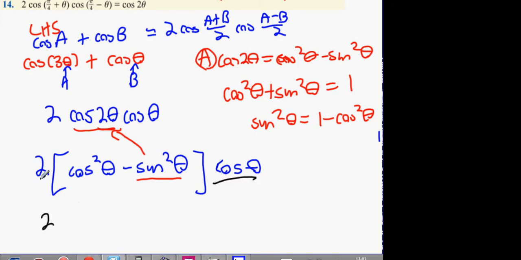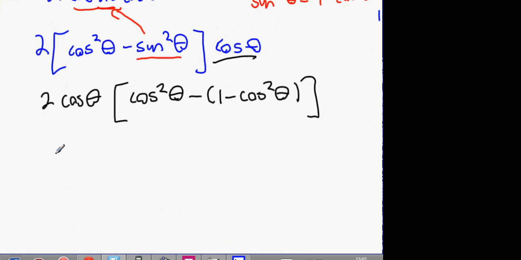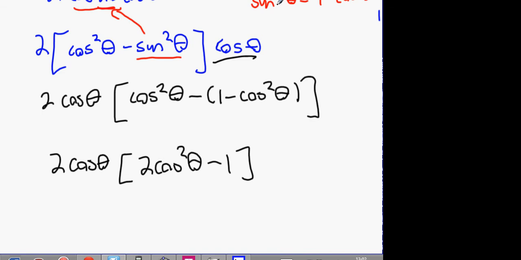By the way, I'm going to move that back to the front again where it was last time. And what we get is this. Cos squared theta bracket minus 1 minus cos squared theta close bracket, right? 2 cos theta into it's going to be 2 cos squared theta minus 1. Everybody know where we got the 2 cos squared theta from?